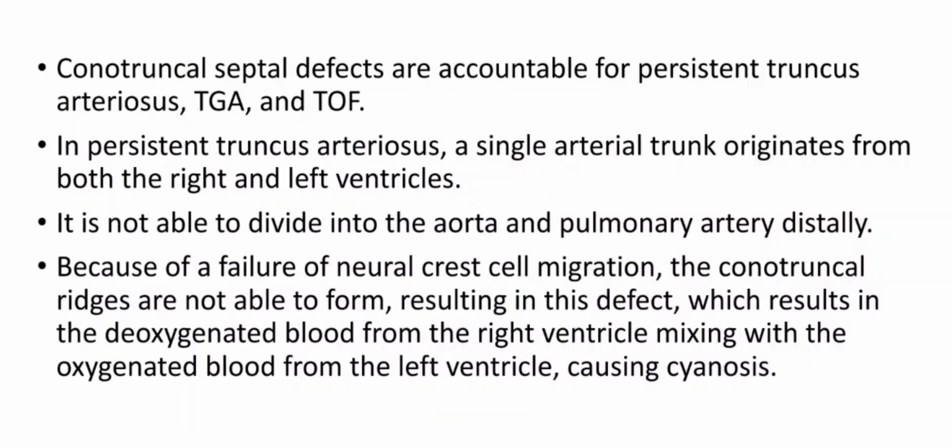Conotruncal septal defects are accountable for persistent truncus arteriosus, TGA, and TOF. In persistent truncus arteriosus, a single arterial trunk originates from both the right and left ventricles. It is not able to divide into the aorta and the pulmonary artery distally. Because of a failure of neural crest cell migration, the conotruncal ridges are not able to form, resulting in this defect, which results in the deoxygenated blood from the right ventricle mixing with the oxygenated blood from the left ventricle, causing cyanosis.